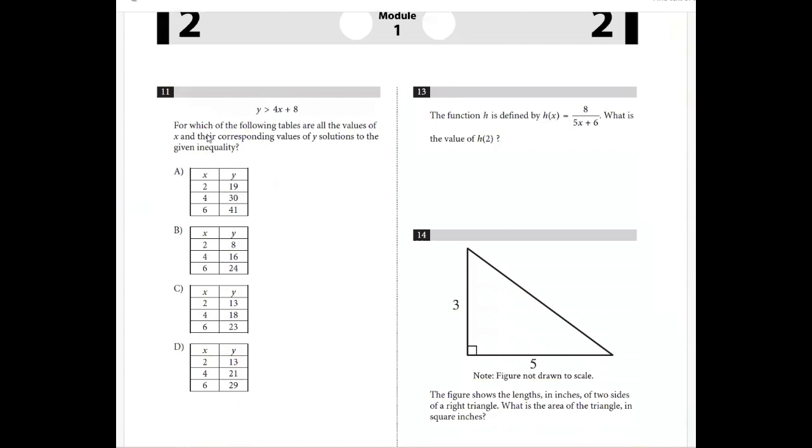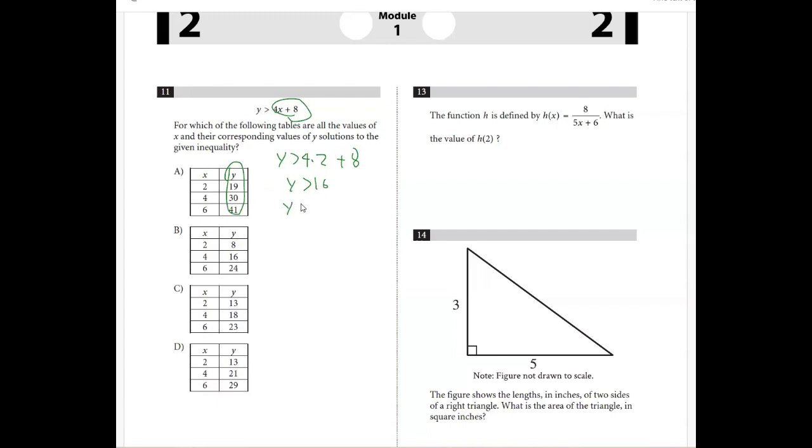Question number 11, for which of the following tables are the values of x and their corresponding values of y solutions to the given inequality? Honestly, we're gonna have to compare whatever is here and whatever is given here. So I'll go ahead and try A here. So y is greater than 4 times 2 plus 8, so 16. Yes, 19 is greater than 16.